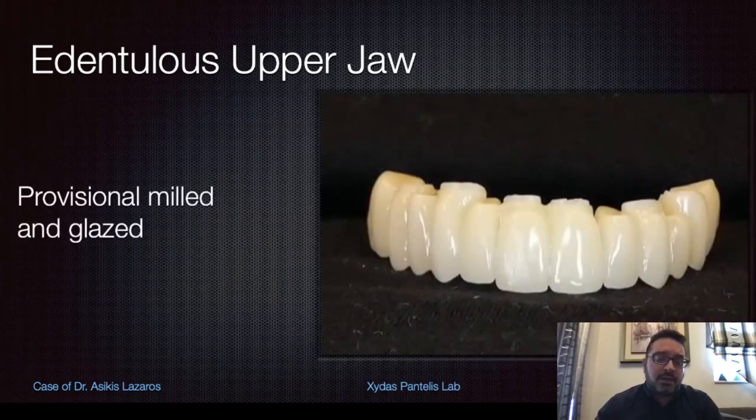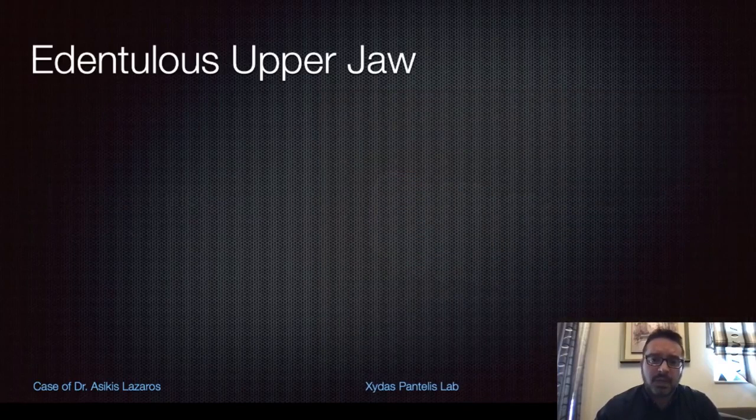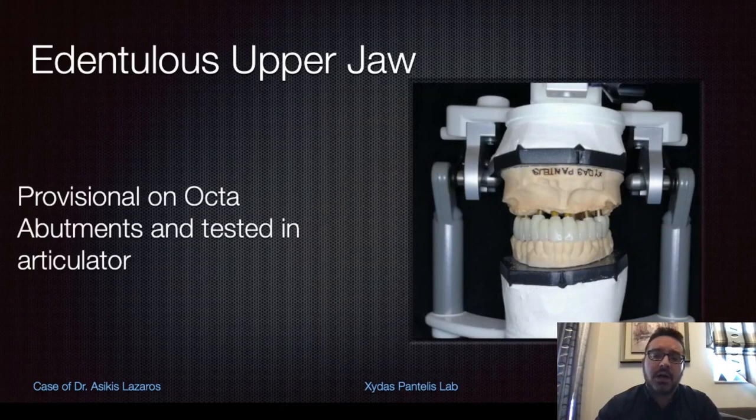The provisional came from a CAD machine, and after that, I think the lab glazed them and they are ready to be delivered to the dentist. But before sending them to our customers, we also use an articulator to test them and see that there is no occlusal interference, so as not to have a lot of forces on the implants after the immediate loading. As you can see, the Octa abutments are shown here because the lab has removed the gum.